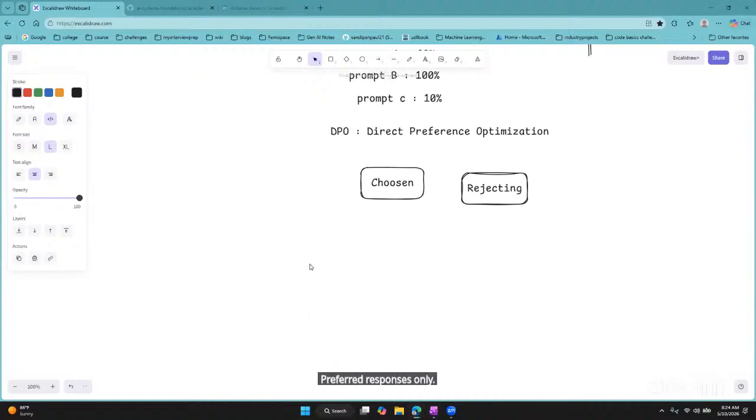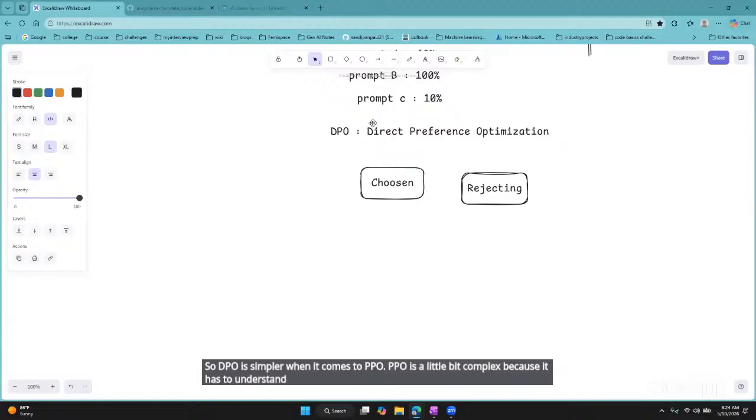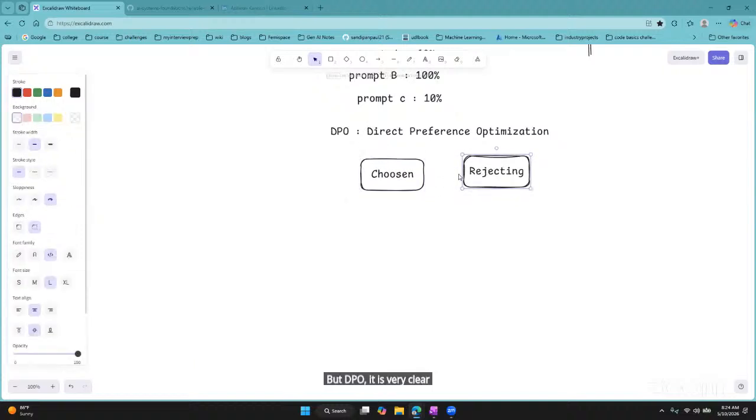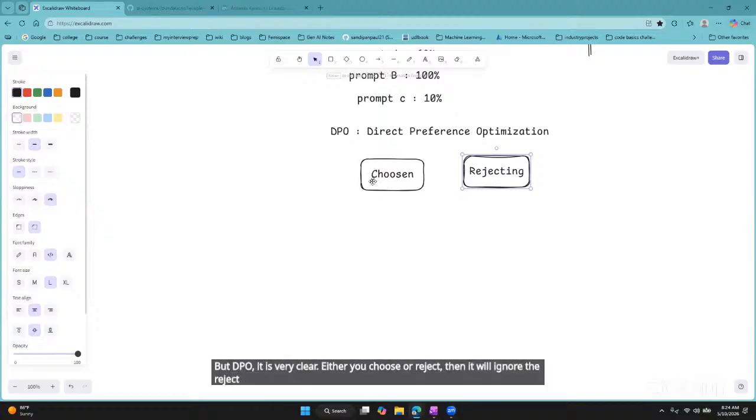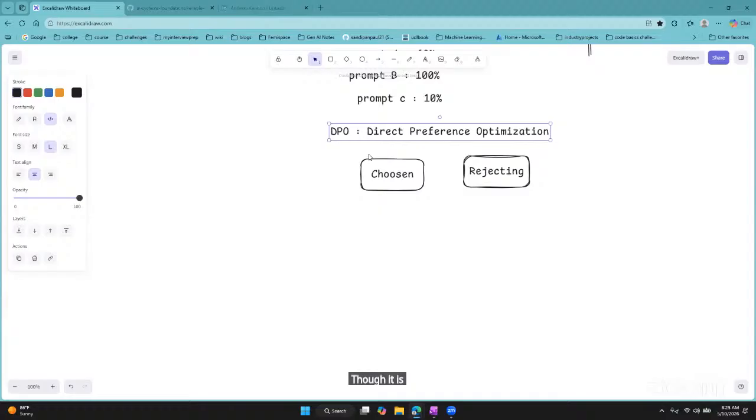Now the third thing is that DPO is simpler when compared to PPO. PPO is a little bit complex because it has to understand each prompt, and it has to align very immediately in the pipeline of human feedback. But DPO is very clear. Either you choose or reject. Then it will ignore the rejected portion and choose only the chosen portion of the response. But though it is simpler, DPO still depends heavily on clean preferences of the responses coming from the user.